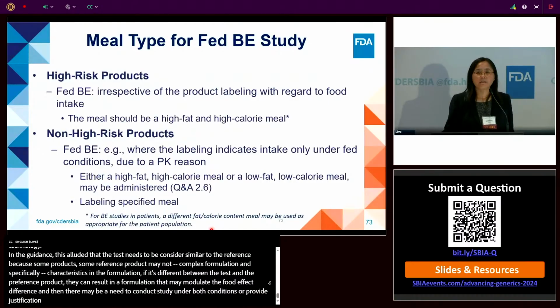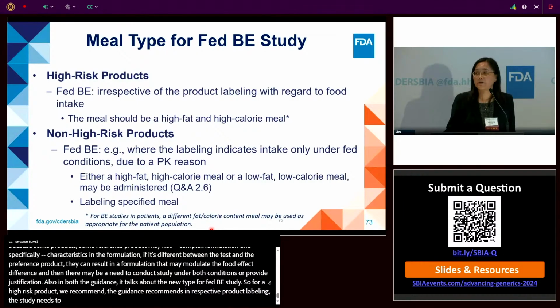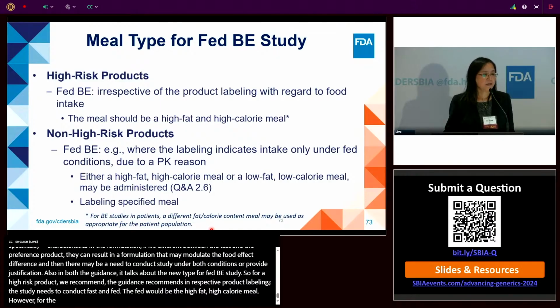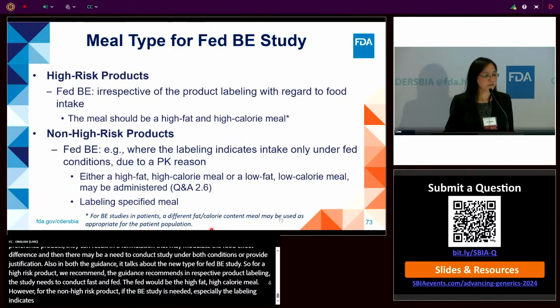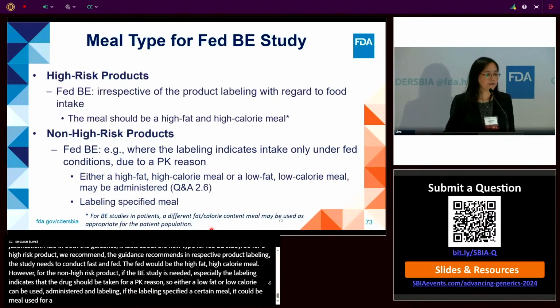And also in the guidance, both in the draft and the final guidance, talk about the meal type for fed BE studies. For high-risk products, the guidance recommends, irrespective of the product labeling, that the study needs to be conducted in both fasting and fed conditions, and the fed meal will be the high-fat, high-calorie meal. However, for non-high-risk products, if the fed BE study is needed, especially where the labeling indicates the drug should be taken with food for PK reasons, then either a high-fat, high-calorie meal or a low-fat, low-calorie meal can be administered. And if the labeling specifies a certain meal, that could be the meal used for the BE studies. The additional rationale will be provided in the Q&A.